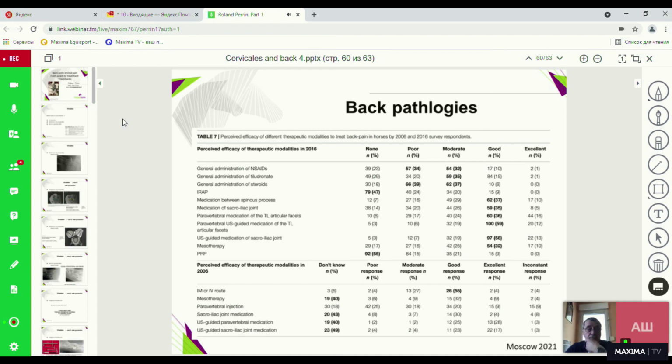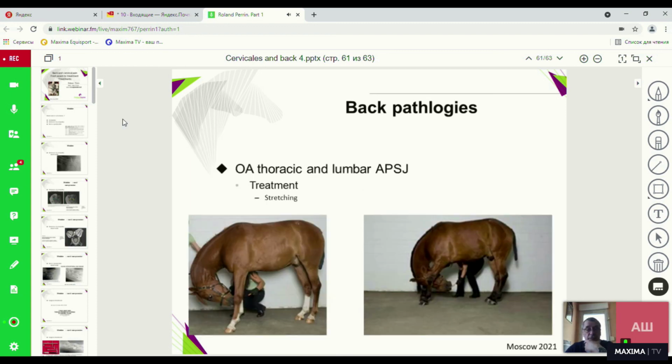Very interesting publication. So, of course, all the kinds of stretching, like those used by Dr. Clayton, are useful on this kind of pathology.